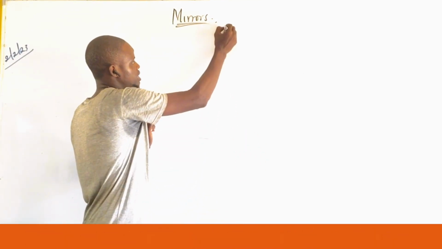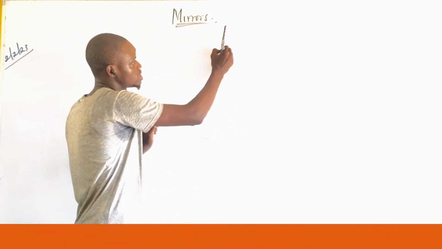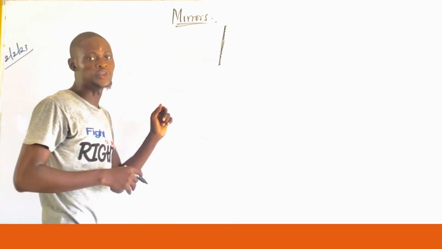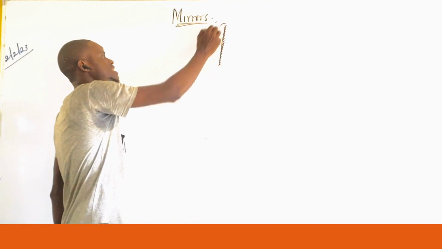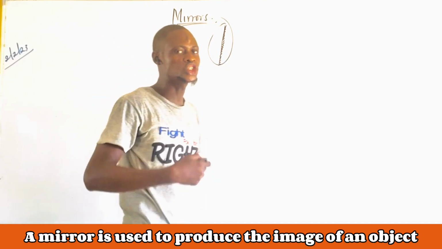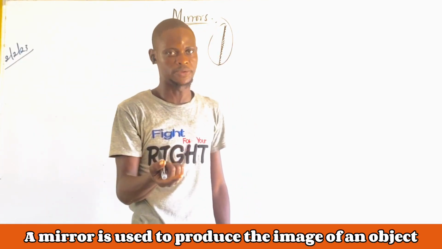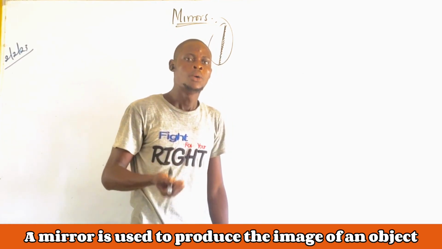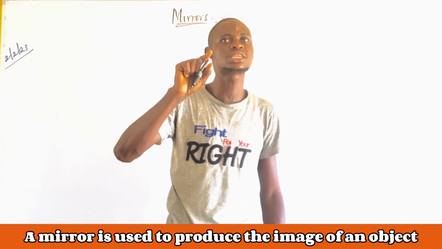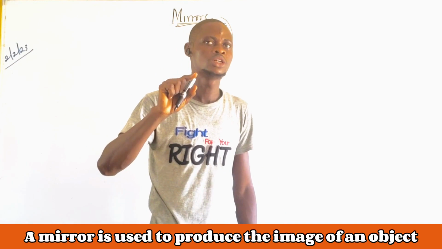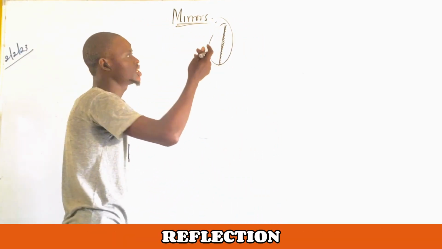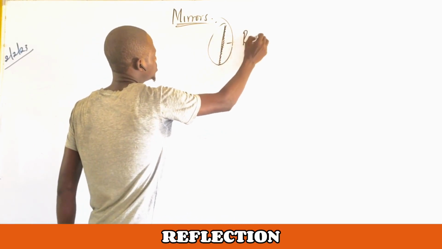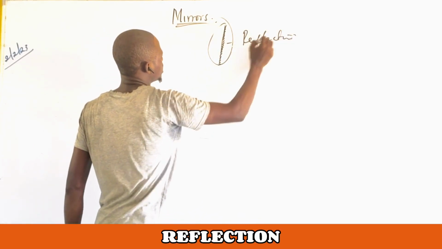We use this as a coating to form a mirror. This is a mirror altogether. Now, there are different kinds of mirror. The function of a mirror is to produce the image of an object. Are you getting me? A mirror can only produce the image of an object, due to the process of reflection. It can produce the image of an object using reflection. That's why I said it's one application of reflection.